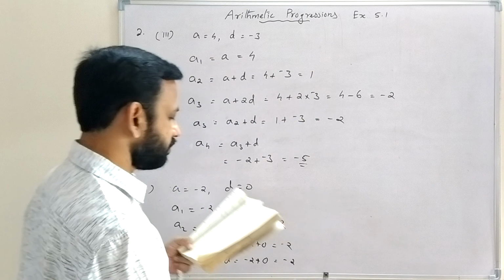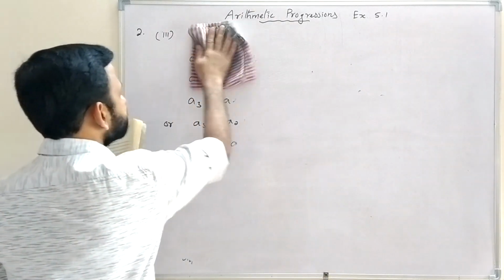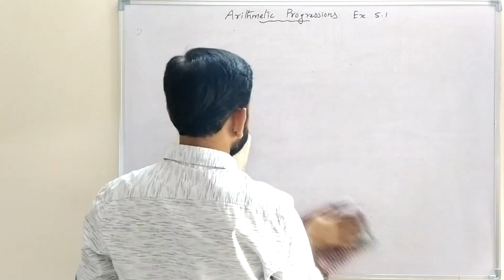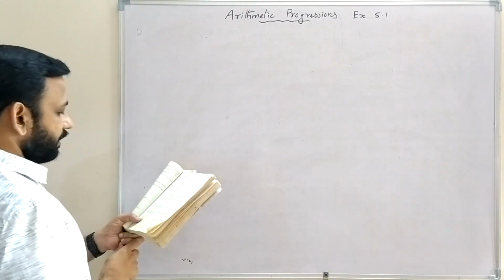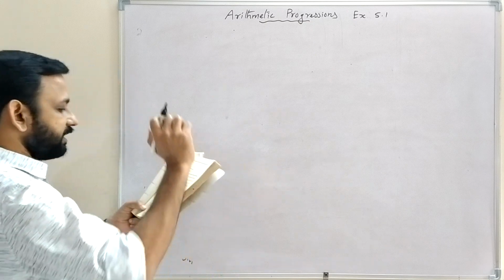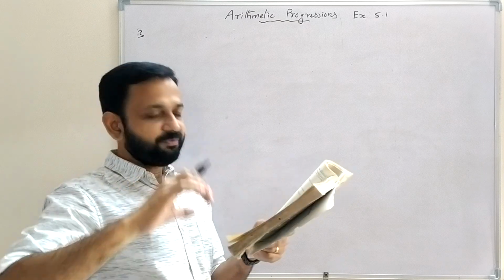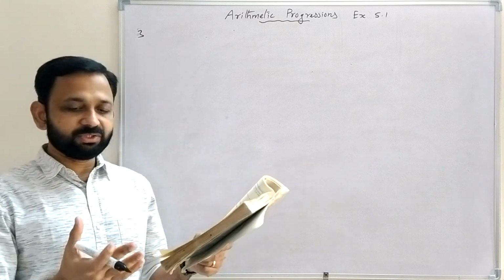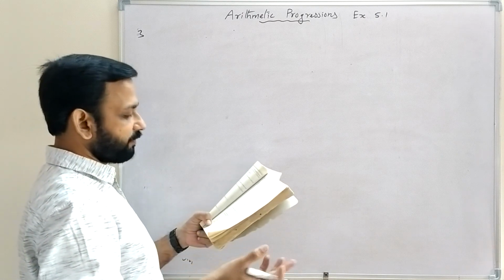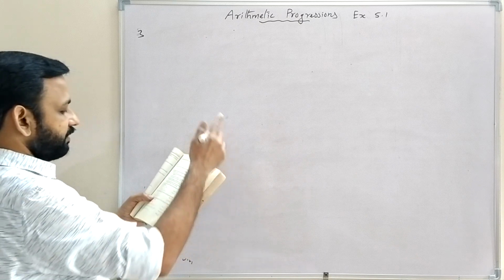Now we will do the third question. Question number 3. For the following APs, write the first term and the common difference. Here it is given that the following progression is an AP, so there is no need to check whether it is an AP or not. It's given. For the following APs, write the first term and the common difference. So we will do the third part.